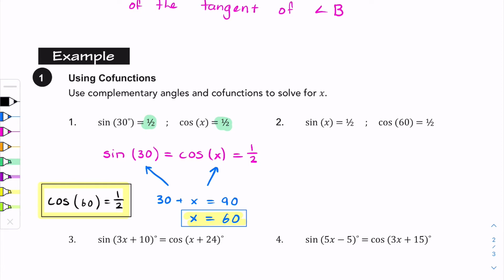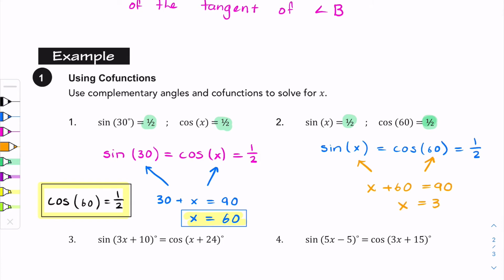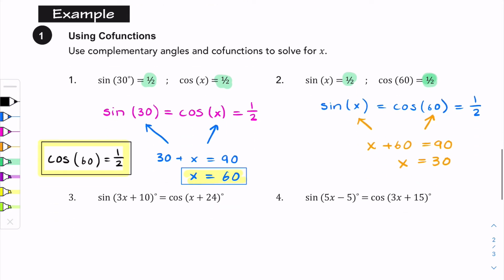We're going to do the same thing for number 2. We see that sine of x is equal to 1/2 and cosine of 60 is equal to 1/2. So I can write this out as sine of x is equal to cosine of 60, which is equal to 1/2. We know that these two angles are complementary, so we know that x plus 60 has to equal 90 degrees. This indicates that x is equal to 30. And from here we can indicate that sine of 30 degrees is equal to 1/2.